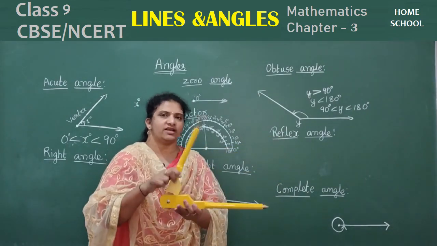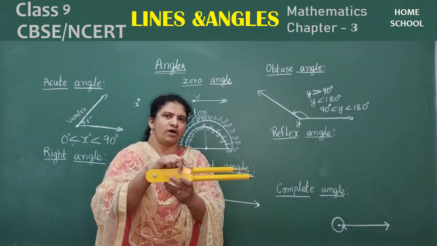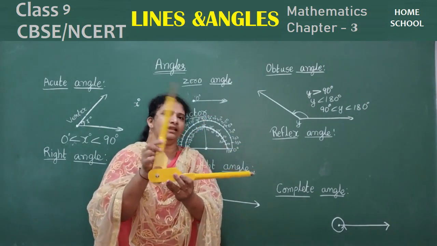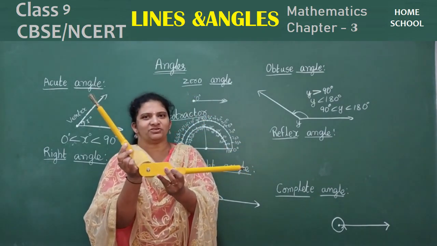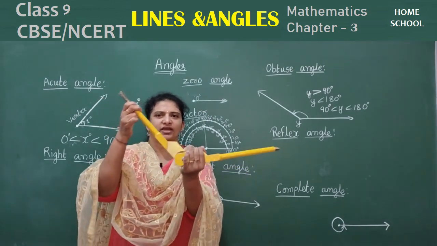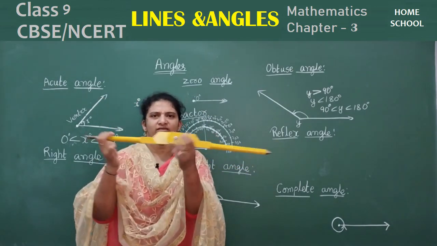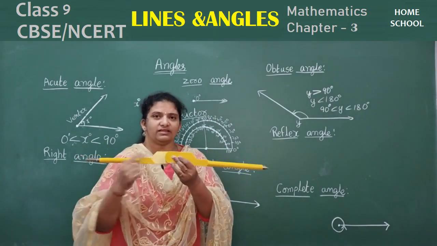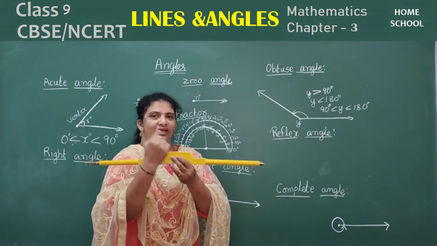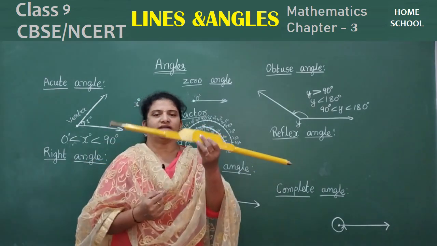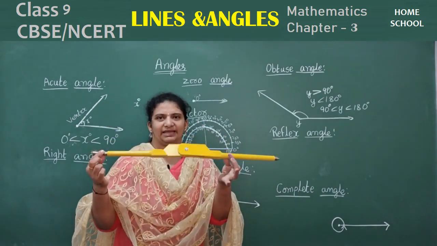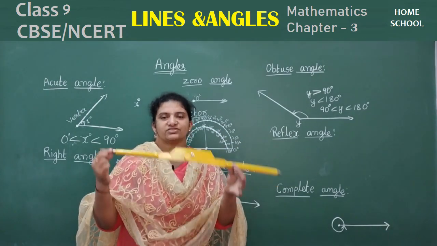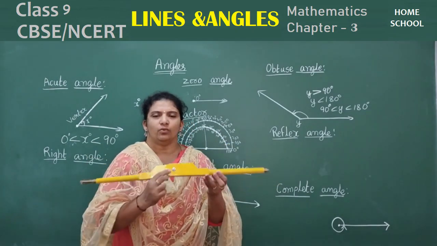So observe here, children, once again let's come back. 0 angle, acute angle, right angle, obtuse angle, right? So now look here carefully. What am I doing? What is this? It is a straight angle. 0, acute, right, obtuse, finished. Now what is the angle it has created? That is called a straight angle.